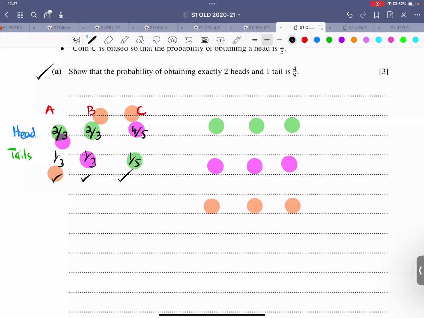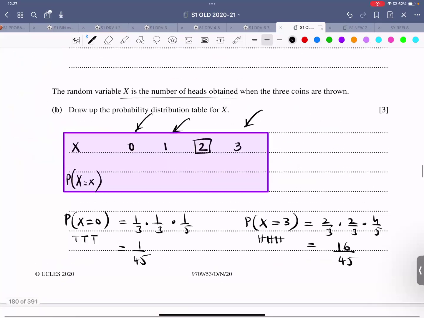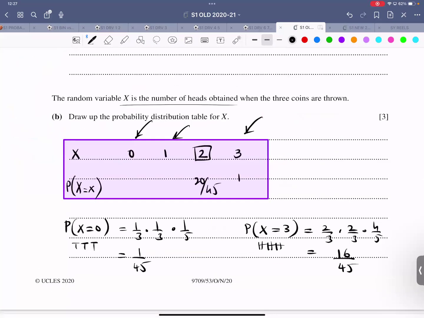So now let me write it down. The first one is 2/3 and 2/3 and 1/5. The pink one is 2/3 and 1/3 and 4/5. And the last one is 1/3 and 2/3 and 4/5. So this is 2 into 2, this is 4/45. This is 8/45. This is also 8/45. Either this or this or this. How much is that? 16 plus 2, 20/45. So this comes out to be 20/45. This is 16/45. This is 1/45. How much is that? 37. So how much is left? 8. So this answer from subtraction comes out to be 8/45.